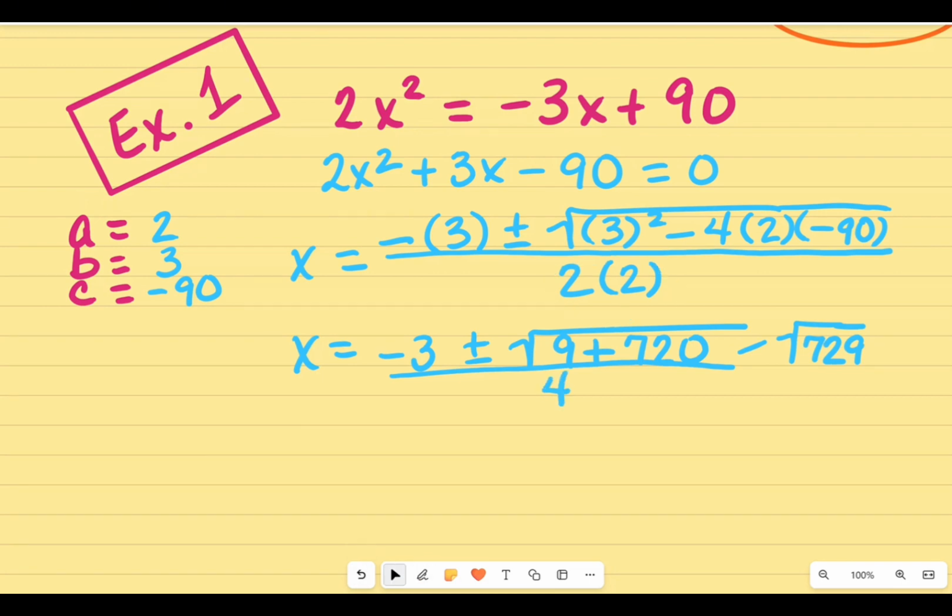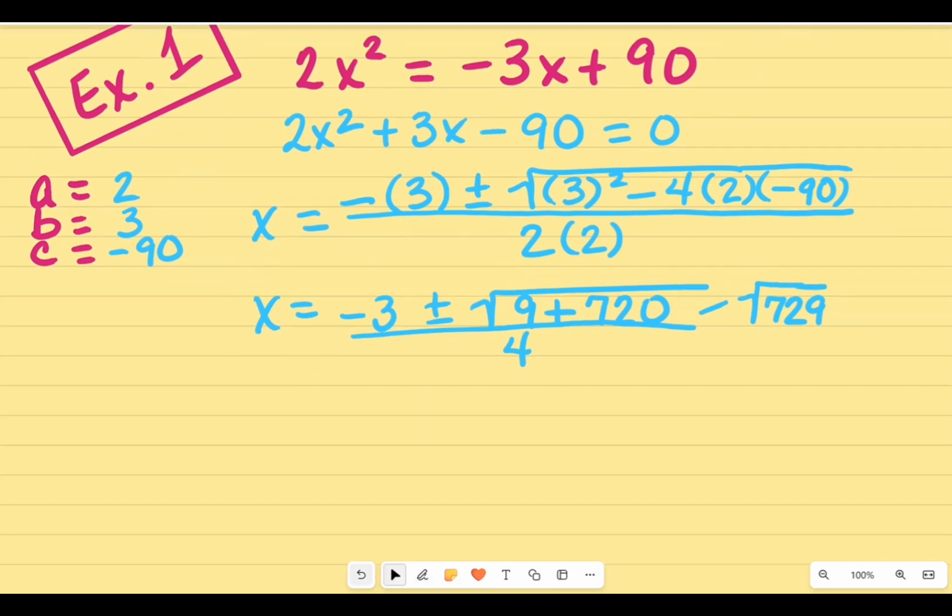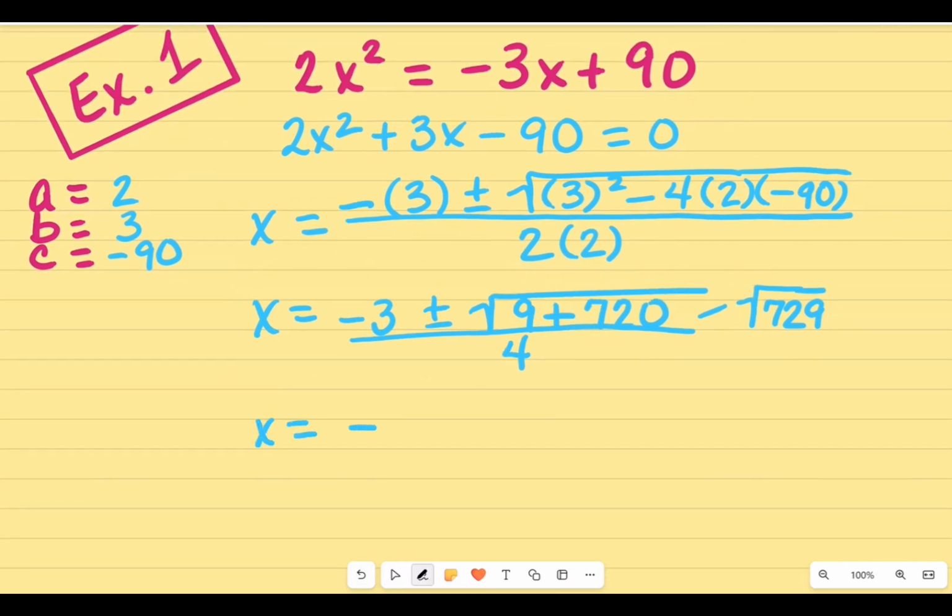Now, if I were to take the square root of 729, I end up with 27. So that's a perfect square. I'm going to continue simplifying. So I have negative 3 plus or minus 27, because 27 times 27 is that. And I'm going to divide all of this by 4. If you notice, plus or minus, that's 2 different things happening at the same time. So I want to separate it.